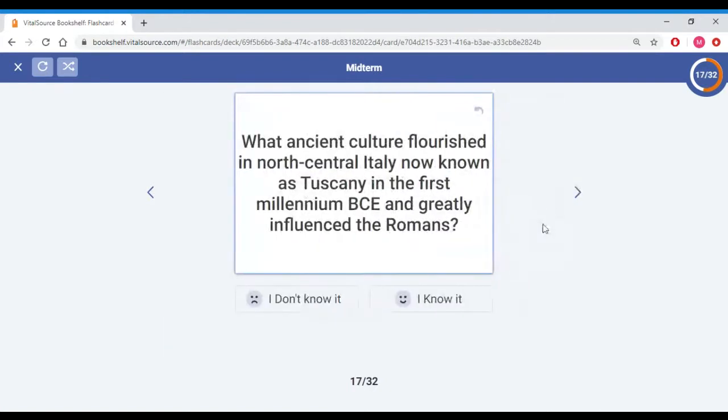What ancient culture flourished in north central Italy, now known as Tuscany, and greatly influenced the Romans? We talked about them. Even the book has a title called Etruscan imprint, so the Etruscans.